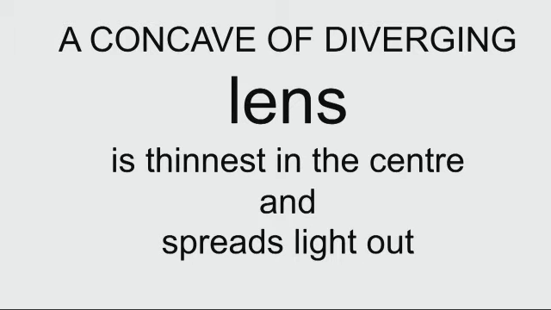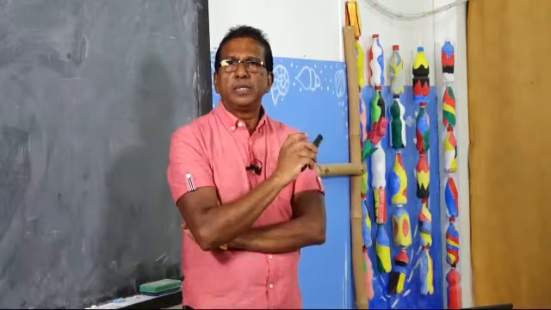Concave lens is contrary to the convex lens. It is a diverging lens. It is thinnest in the center and it spreads light out. We are not going to concentrate on this one. It is not in your program.